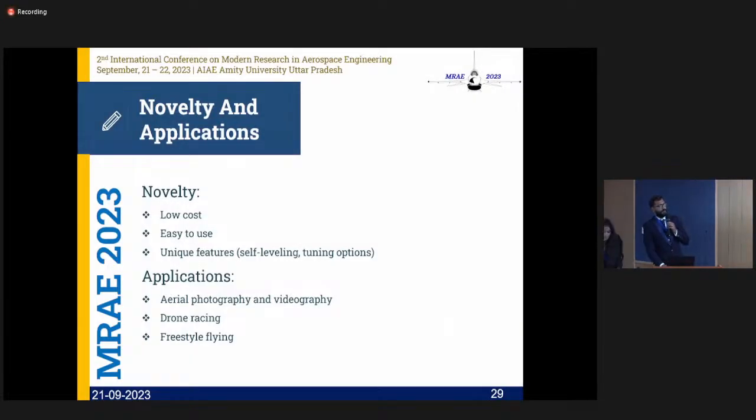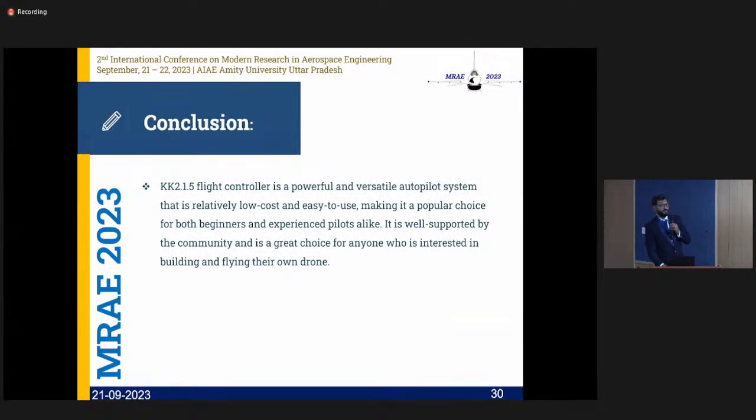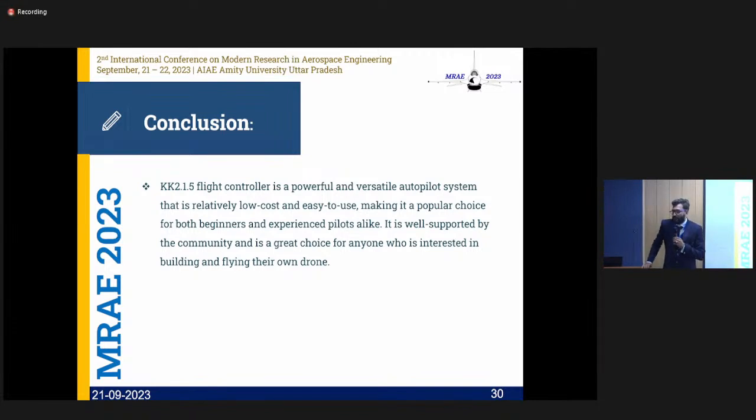Yeah, what is the novelty? Low cost, easy to use. There is a wide range of applications. Conclusions: if anyone wants to begin their life of drones, KK 2.1.5 is the best, and cost friendly. So this is from my side. Thank you so much.